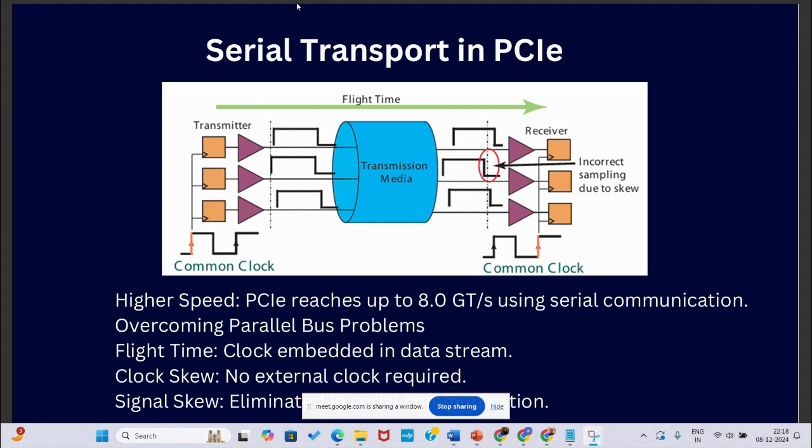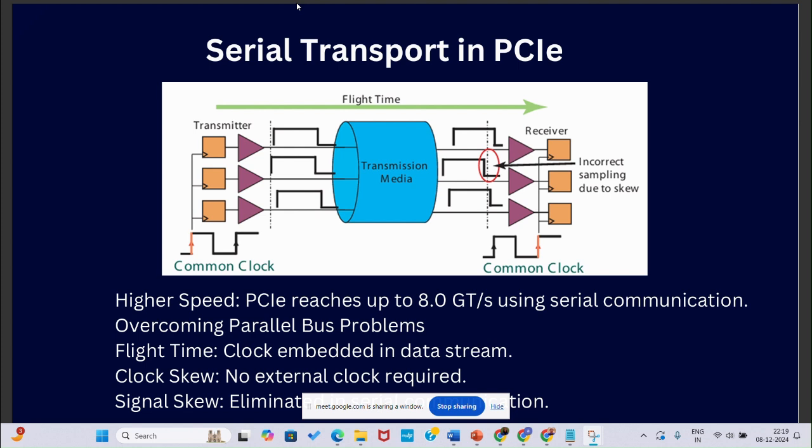You can't, right? So on the receiver side there is something called CDR, clock data recovery circuit. Not clock domain crossing, CDC. CDC is different, that is clock domain crossing. This is clock data recovery, CDR. Basically, they have some flip flops and a mux.